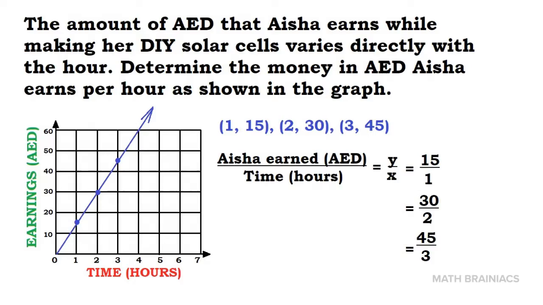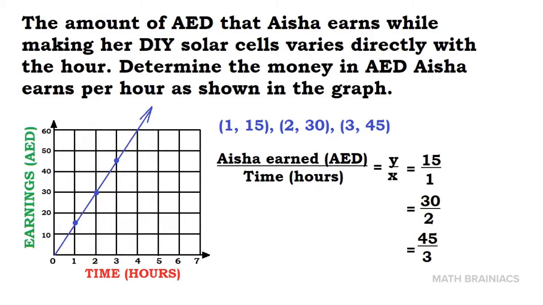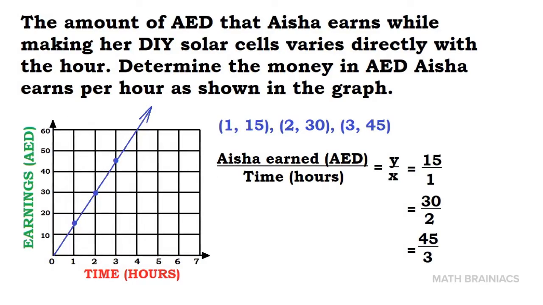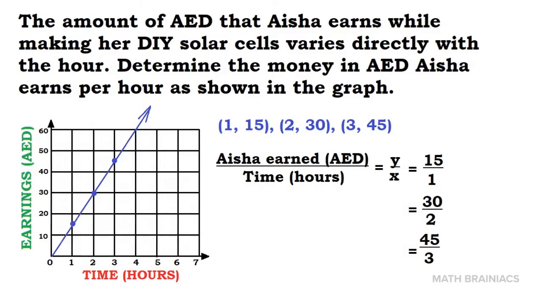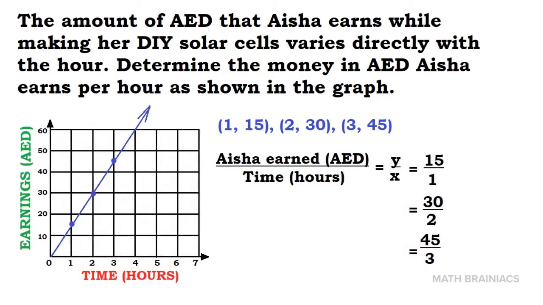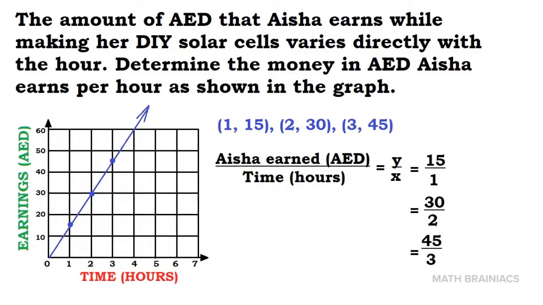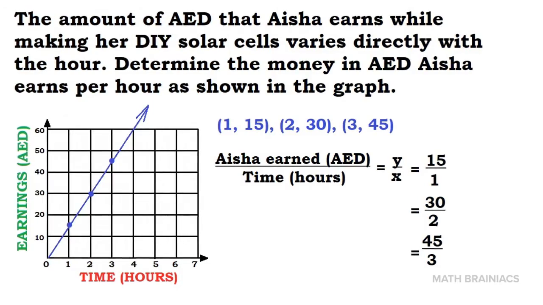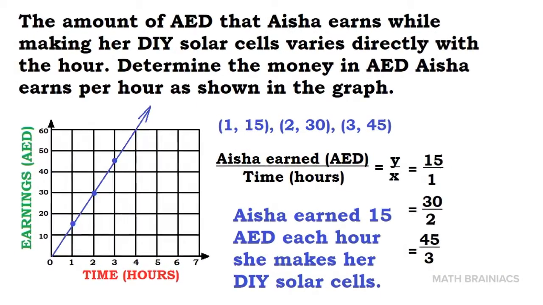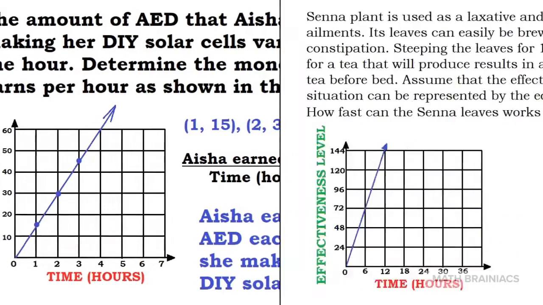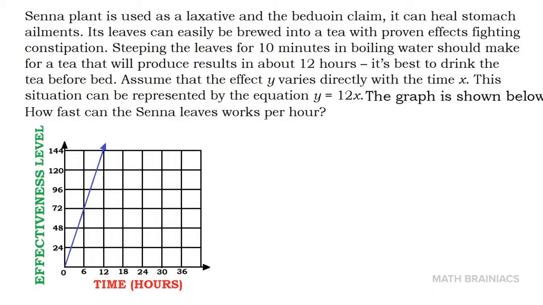Accordingly, we can solve for the money Aisha earned over time. It is y over x. Let us start from the first ordered pair. 15 over 1 will give us 15. For the second ordered pair, 30 over 2 will give us 15. And for the third ordered pair, it is 45 over 3, which will give us 15 also. Subsequently, Aisha earned 15 dirhams each hour she makes her DIY solar cells. Let us work on another example so that you can understand it well.